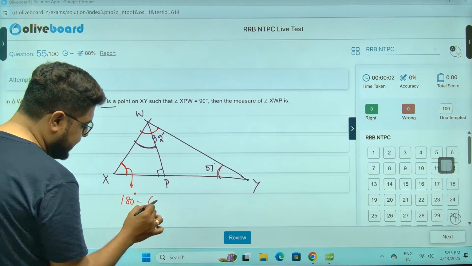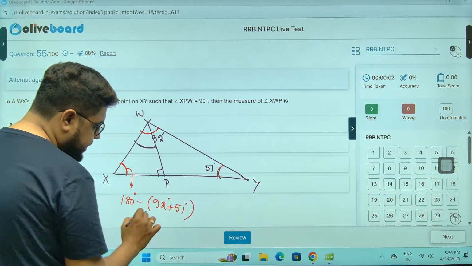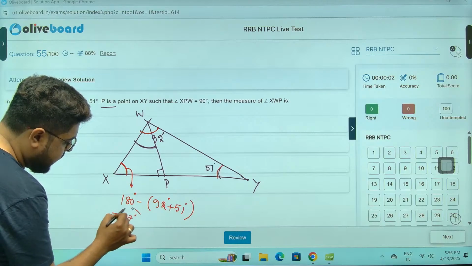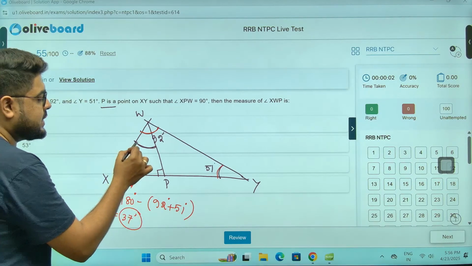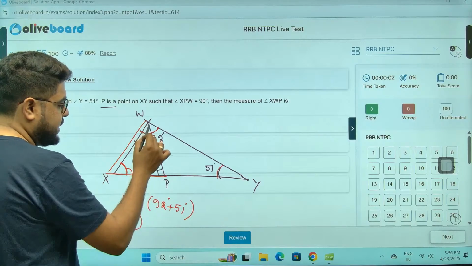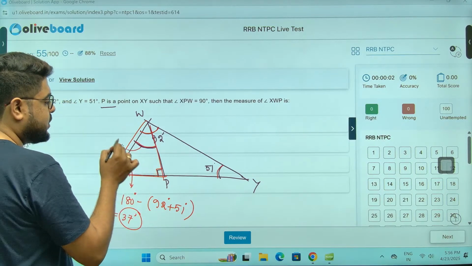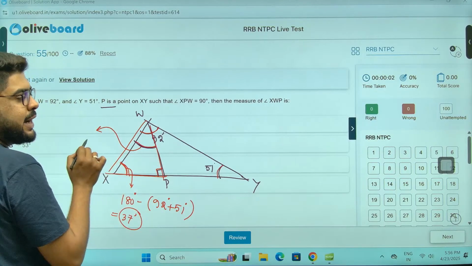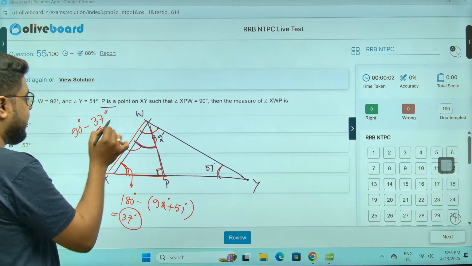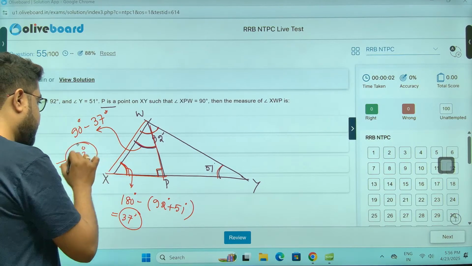180 minus 92 and 51. Sir, this is 143. 143 means 37 degrees. This angle. So again, you take this small triangle. This is 90. This is already 37. So this will be what, sir? These two must sum to 90, sir. So the answer will be 90 minus 37. Right, sir? So this will be 53 degrees.